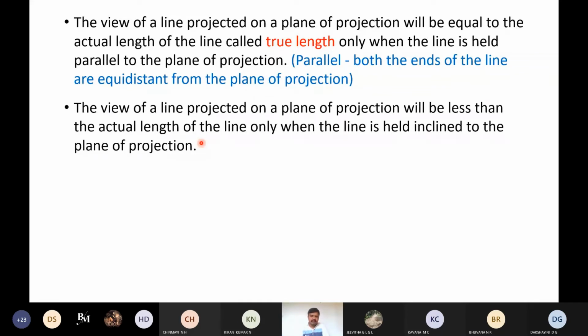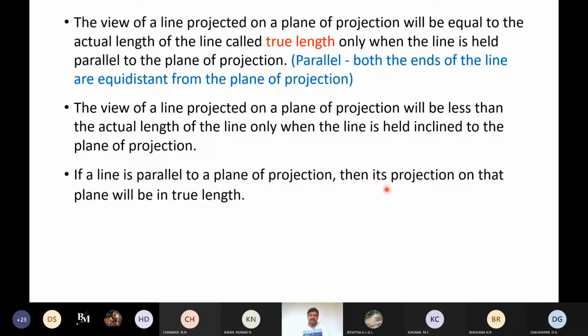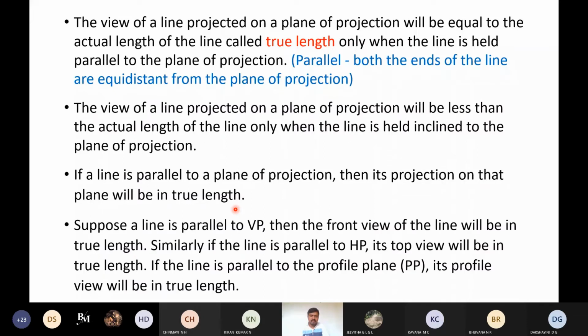If a line is parallel to a plane of projection, then its projection on the plane will be in true length. Suppose a line is parallel to VP, then the front view of the line will be in true length. Similarly, if the line is parallel to HP, its top view will be in true length. If the line is parallel to the profile plane, its front profile view will be in true length, which I already explained. Now, we can understand this with the help of problems.